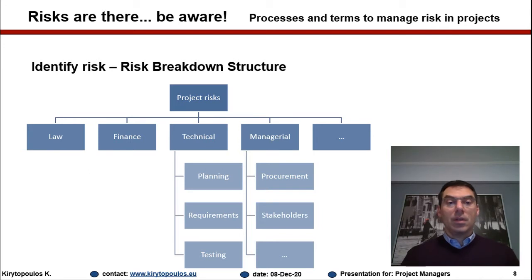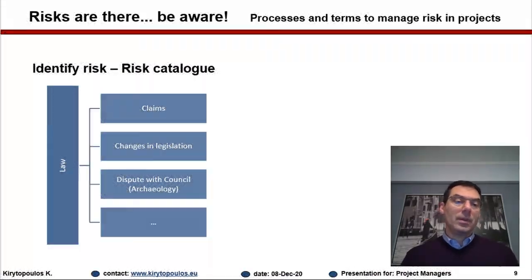This one, the one that you see in front of you, is a very generic risk breakdown structure that probably could fit any industry that has a technical component. So this is mainly about sources, but you can go one step more into the core of the risks, and go under each one of these categories and start thinking about specific risks. So if you go under law, that's just an example, you might have claims or you might have changes in legislation.